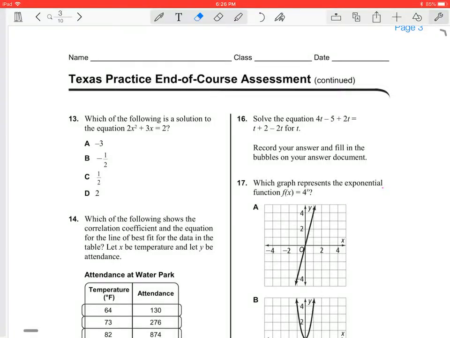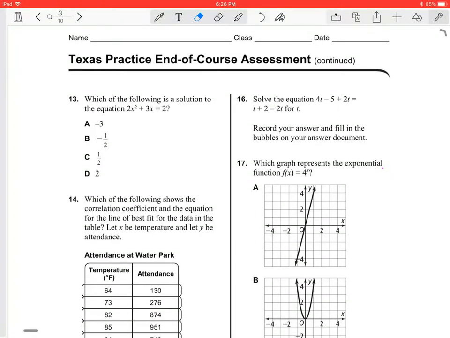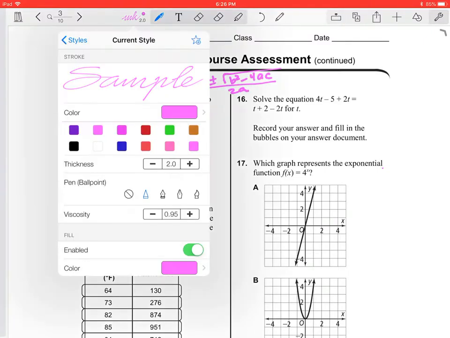All right, listen. In this episode, we're going to do page 3, problem number 13. It says, which of the following is a solution to the equation 2x squared plus 3x is equal to 2? We're given the quadratic formula on our exam: negative b plus or minus the square root of b squared minus 4 times a times c, all over 2 times a.